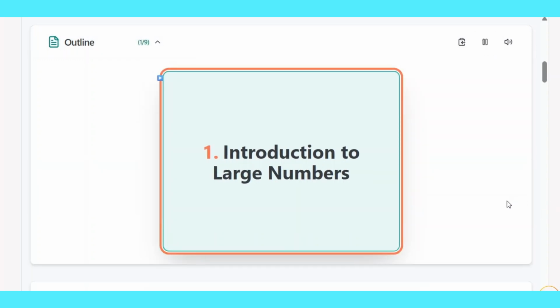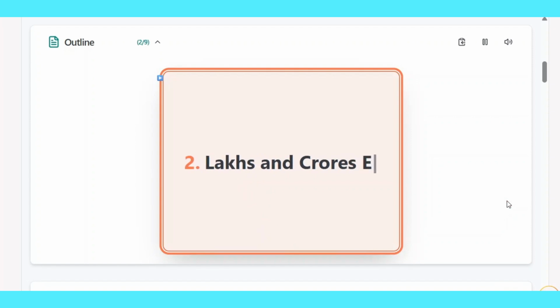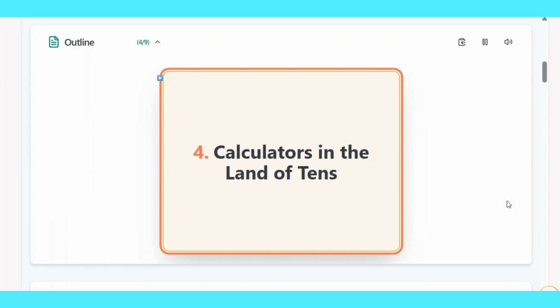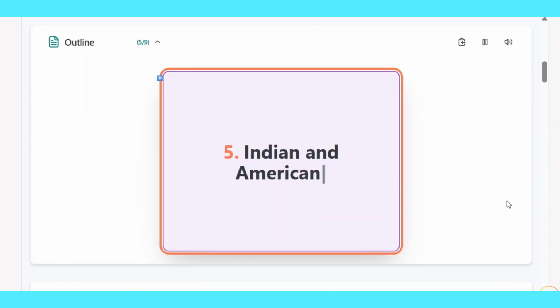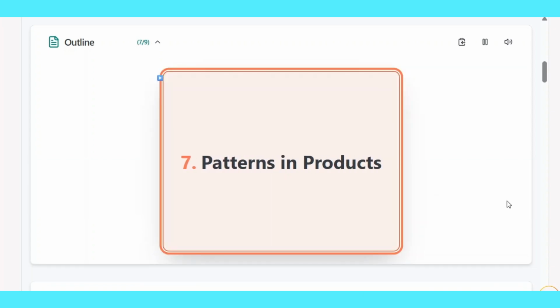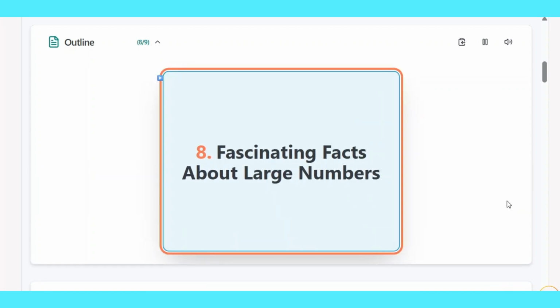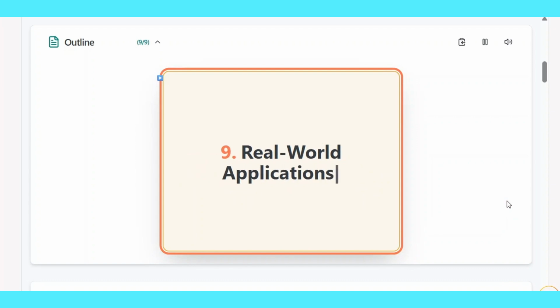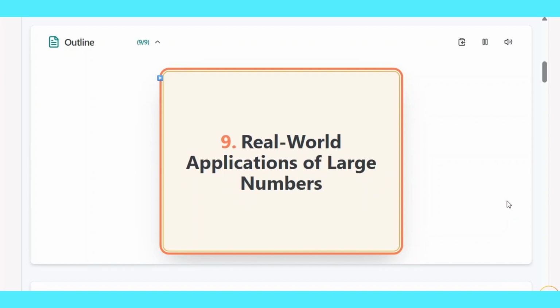Introduction to large numbers. Lakhs and crores explained. Indian place value system. Calculators in the land of tens. Indian and American number systems. Approximate values and rounding. Patterns in products. Fascinating facts about large numbers. Real-world applications of large numbers.